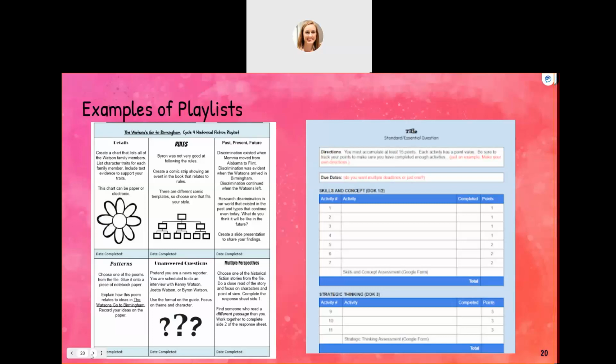Some of them may not get to the depth of knowledge, so they may only get to the 1 and 2. It just depends on how the teacher's going to use that playlist. But it's based on mastery of the skills. So they're going in order and mastering those skills as they go along.